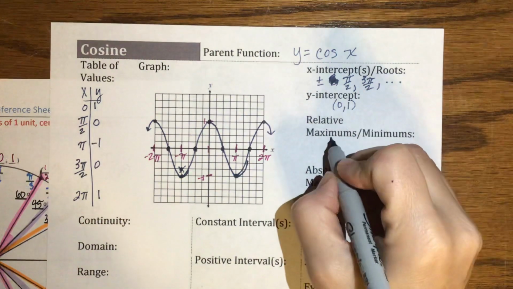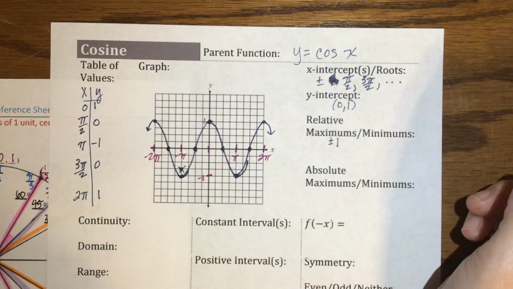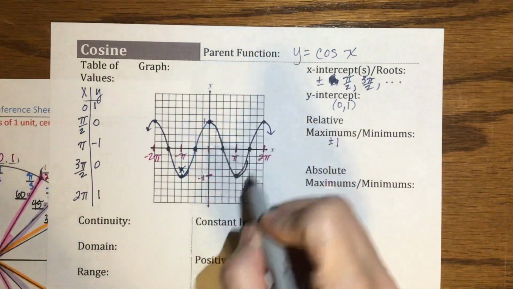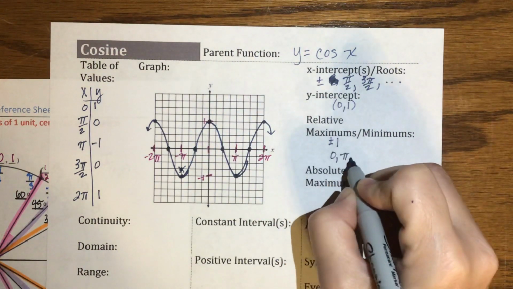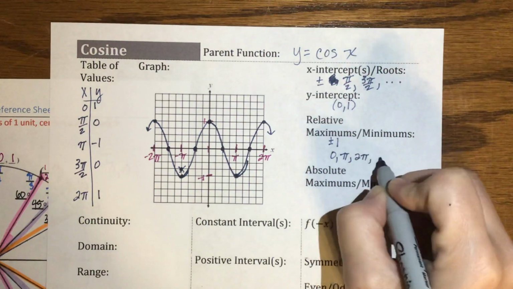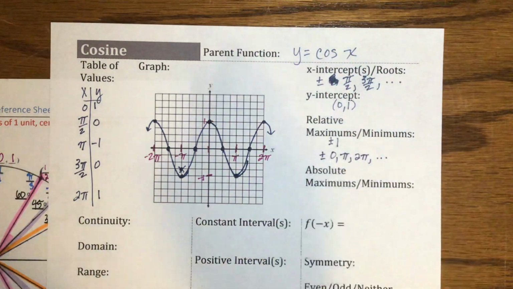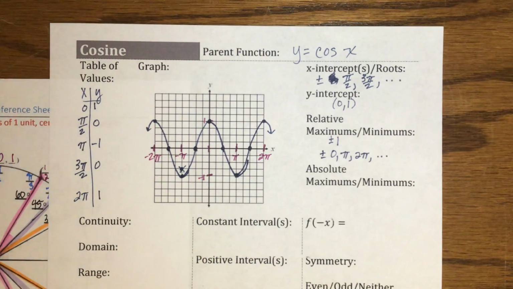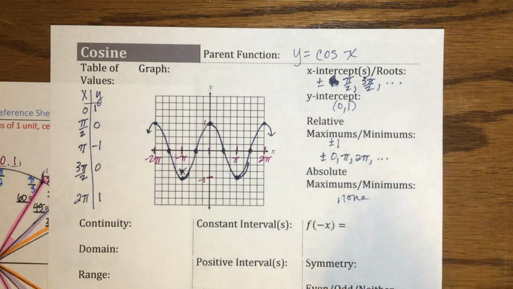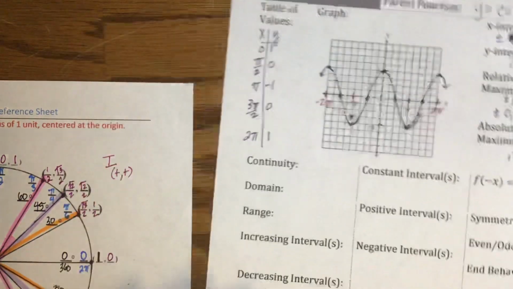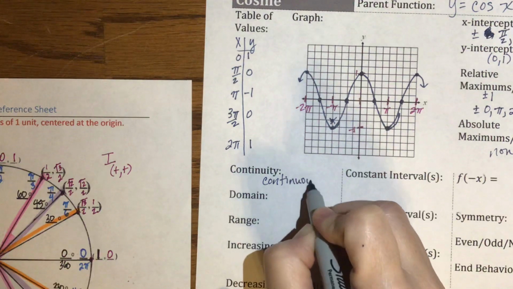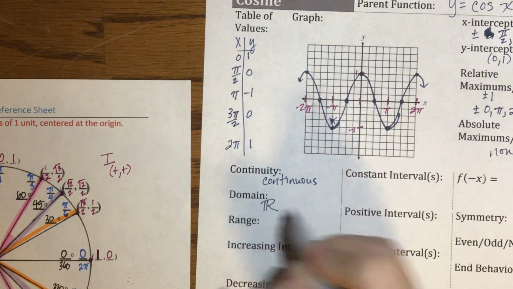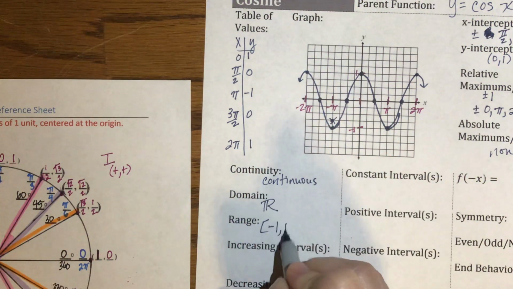The relative max and mins, again, the y is going to be plus or minus 1. So max here, min here, and it's going to happen at 0, pi, 2 pi. So that one's going to happen at all of my multiples of pi. There are no absolute max or min. It is continuous. Smooth curve. My domain is all real numbers, and my range goes from negative 1 to 1.